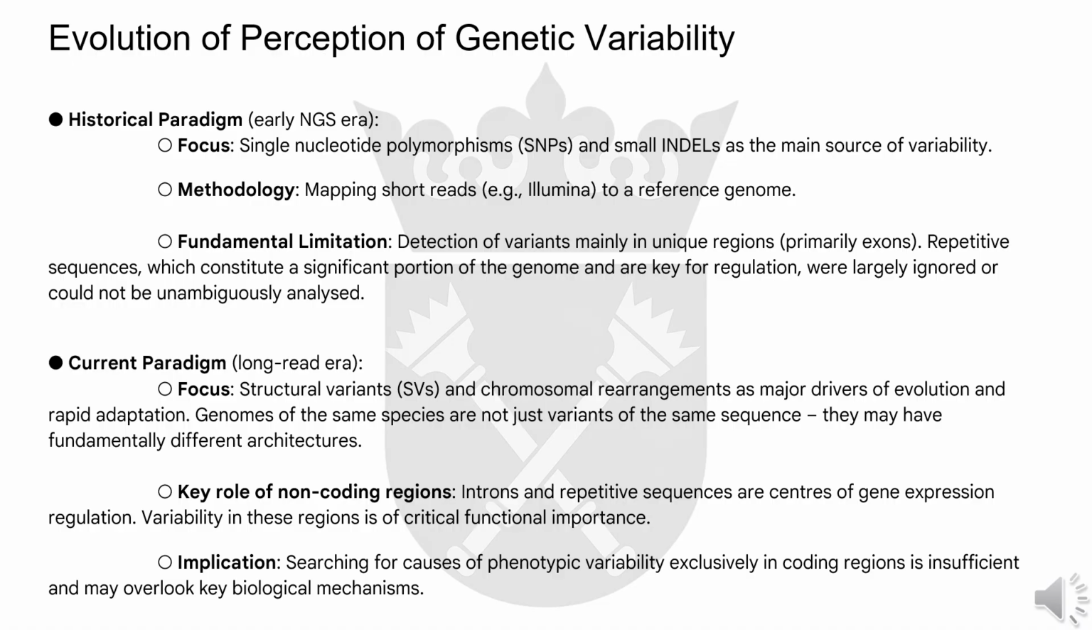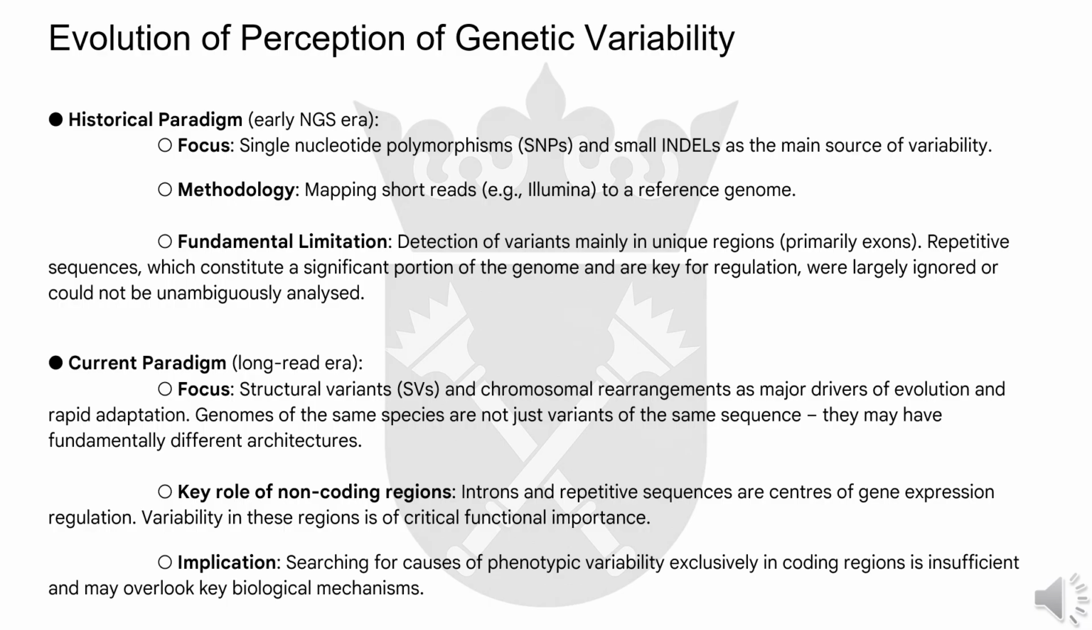Over the last 15 years, we have undergone a major shift in thinking in genomics. In the so-called early NGS era, we focused on SNPs and small indels, mainly because that was all we could reliably detect with short reads from platforms such as Illumina. These data were very valuable. They enabled the development of association studies, identification of candidate genes, and so on. But they had one serious drawback. They covered only the most unique parts of the genome, that is, mainly exons.